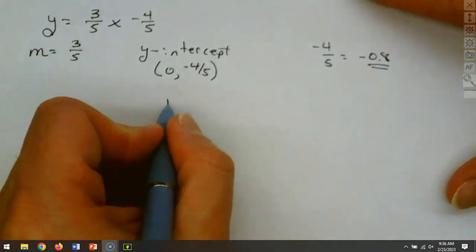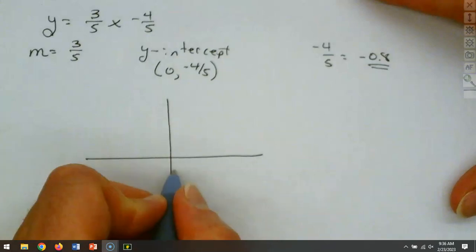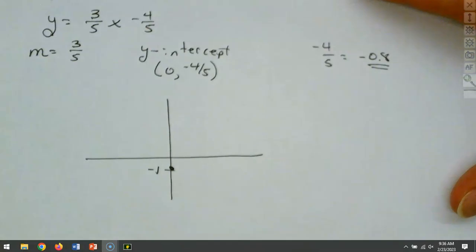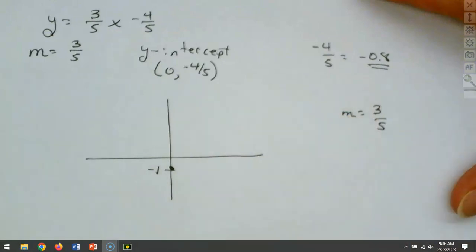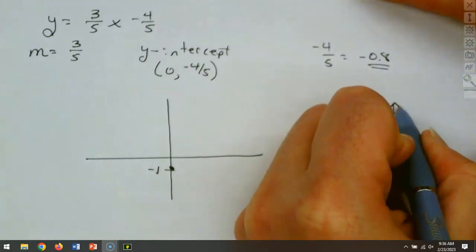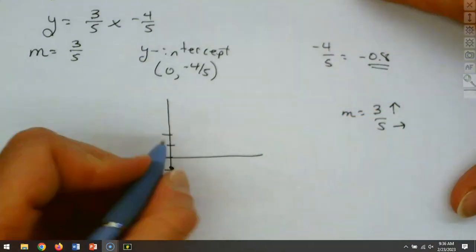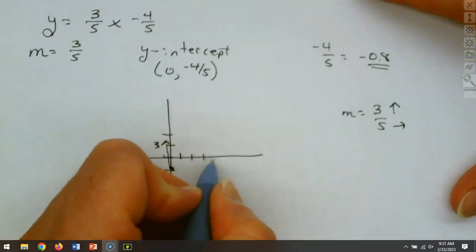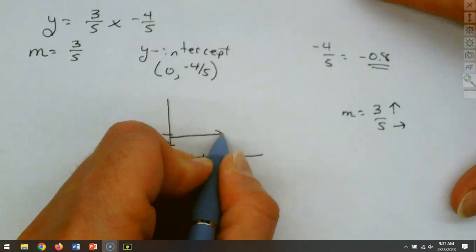So let's begin by plotting our point, our y-intercept here, and we're going to be at 0 and about down 1 unit. So right about there. Close to that. What about my slope? Well, my slope is 3/5, and it is rise over run, so we go up 3, and then we go over 5 units. So 1, 2, 3. So we went up 3, and then over 1, 2, 3, 4, 5 units over. So up 3 and over about 5.